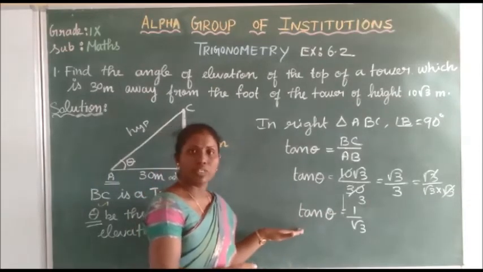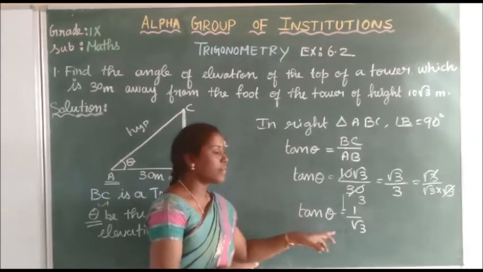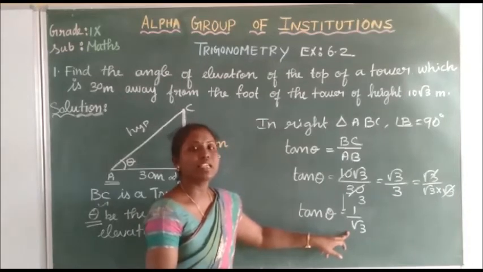In the first, we saw the table values. Now, when tan gets the value 1 by root 3, theta is equal to 30 degree.